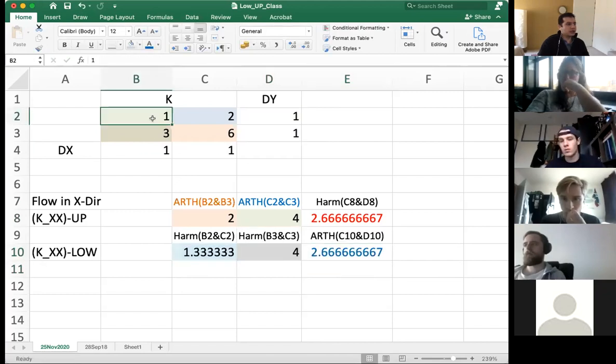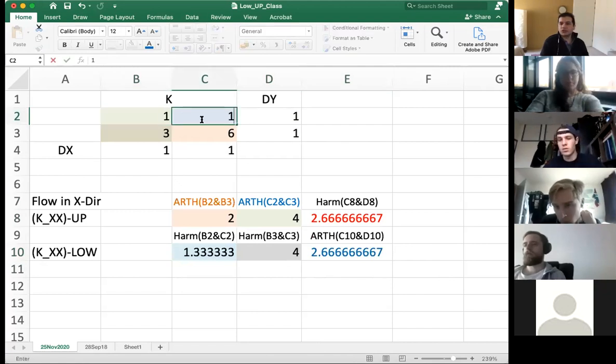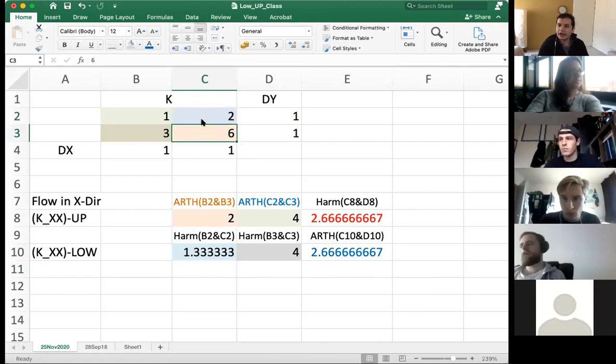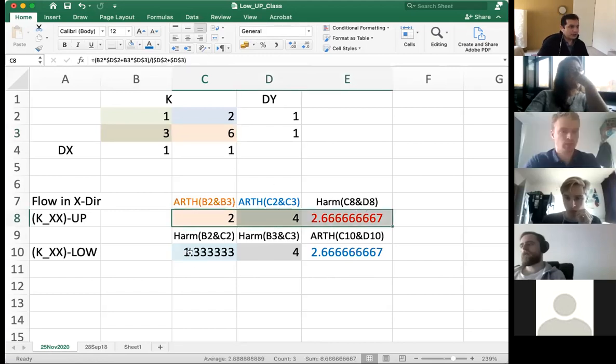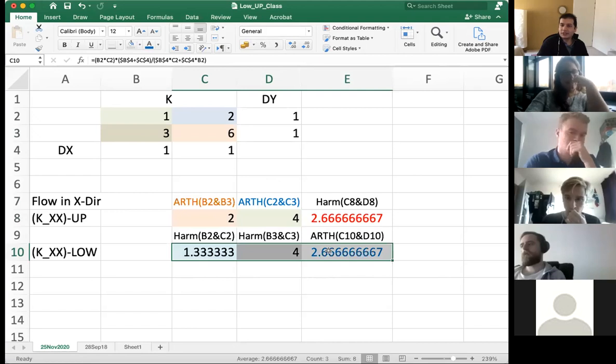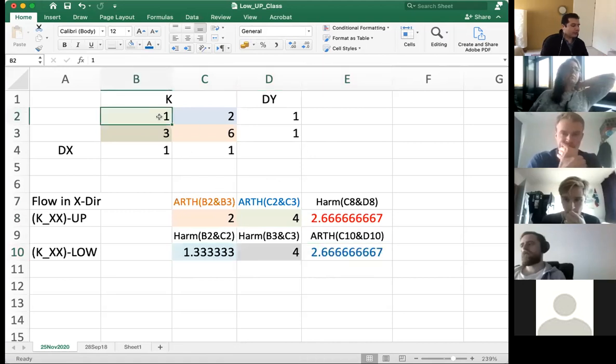Now I can change my box. Instead of 1 and 2, let's imagine the first layer is homogeneous. Did everybody get, by the way, these values? Now I want to move on. This is exceptional: I found a case that I randomly inserted and I have exactly the same estimate for both the upper and lower bound. Now imagine I do that.